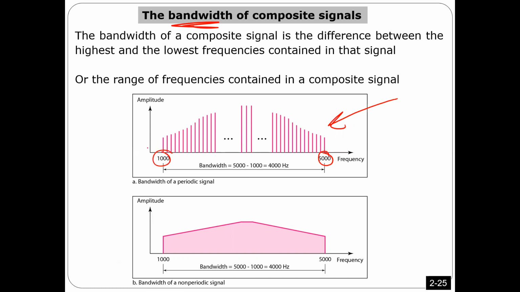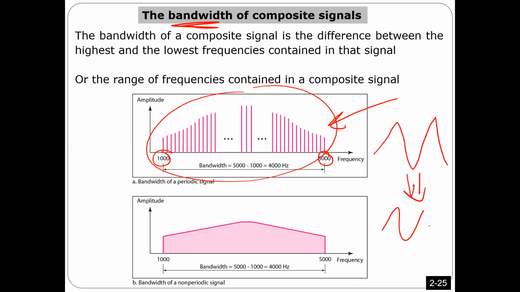So if I ask you what is the bandwidth of this signal, very simple. The bandwidth is the difference between the highest frequency and the smallest frequency component of this signal. In this case it's going to be 5000 minus 1000. This is the bandwidth of this signal. Again, this signal can be any signal, but inside it has sine wave components, as I told you before, from 1000 to 5000. And the bandwidth is the difference between them.